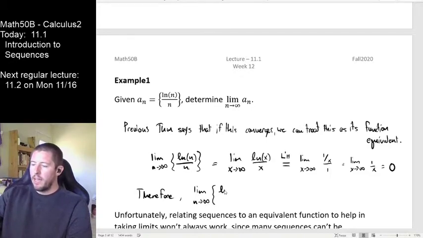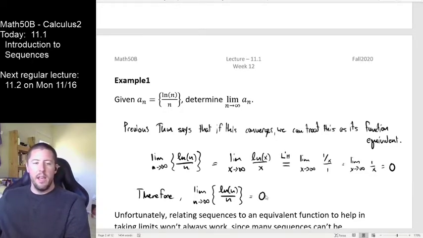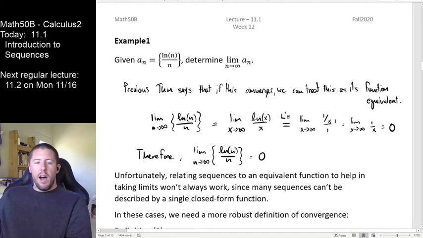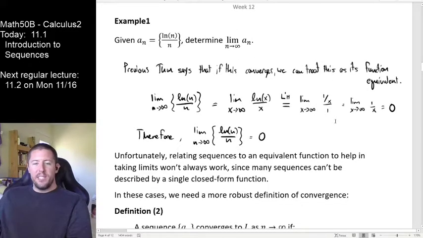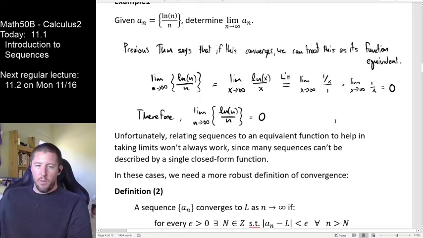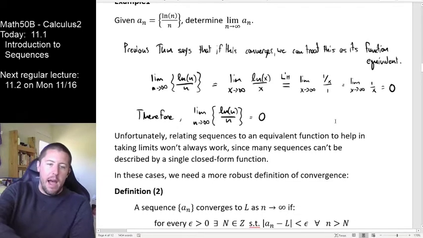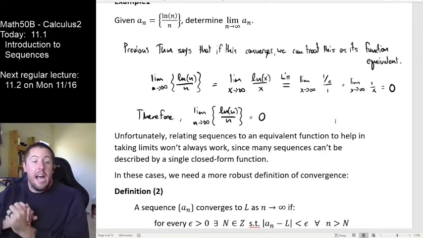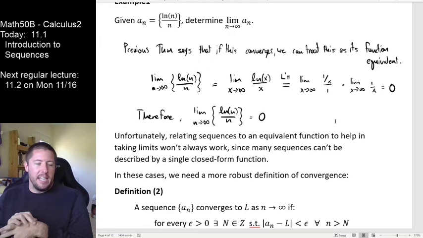So not a super exciting example here, but this is again trying to emphasize that if it's possible for us to write a sequence to look like a function, then it's going to have all the properties that limits of functions have. Unfortunately, relating sequences to an equivalent function to help in taking limits won't always work. There's tons of sequences that are highly valuable to us that we can't describe by a single closed form function. By the way, I am going to make an additional video associated with this stuff that's going to look at a super duper interesting sequence.